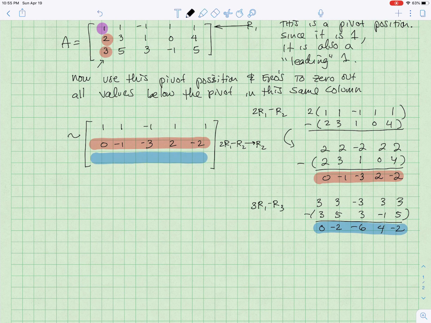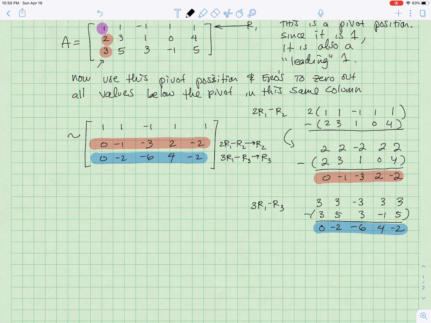Excuse me if I said row 2 there. That's 0, negative 2, negative 6, 4, and negative 2. And how we got that was I took 3 times row 1, I subtracted row 3, and I made that my new row 3. Now, when I said we're going to be using EROs, in the previous video I said there's only 3 EROs. Swap any 2, permute or swap any 2 rows, add or subtract any 2 rows together to make a new row, and multiply any row by any non-zero value.